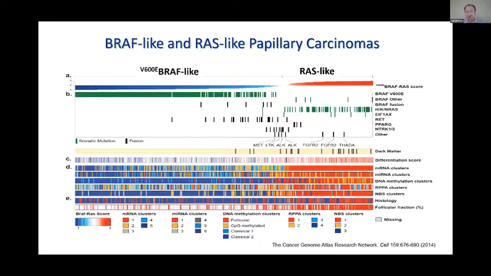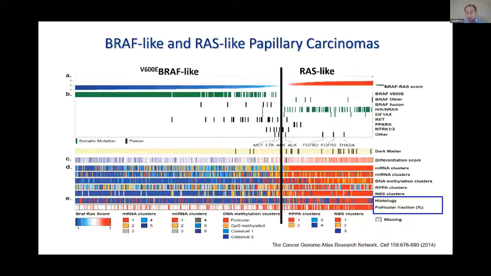TCGA paper taught us another very important piece of information about PTCs. Now we know that all PTCs can be generally divided into two molecular groups, BRAF V600E-like and RAS-like. It is very important to recognize these two classes or two subgroups of papillary thyroid carcinomas, because they have very different biological and clinical behavior.